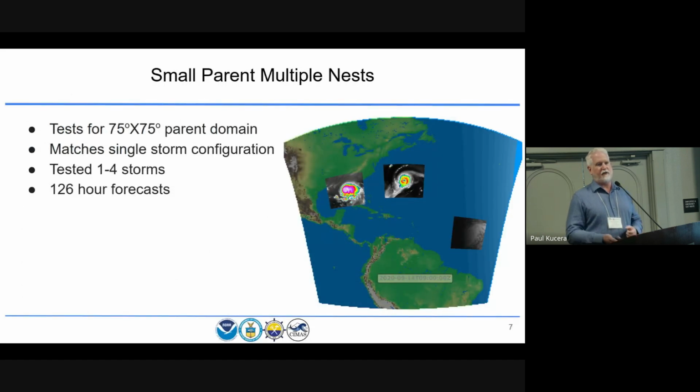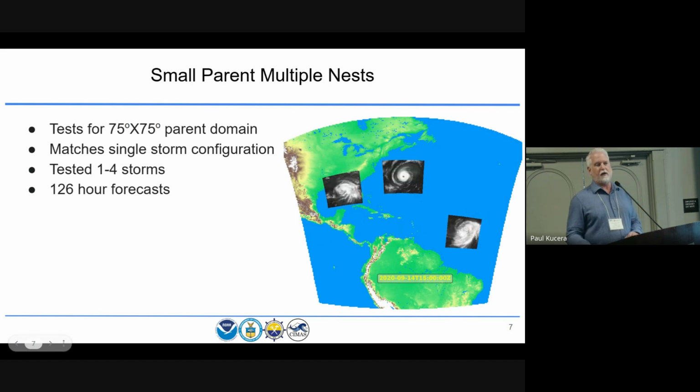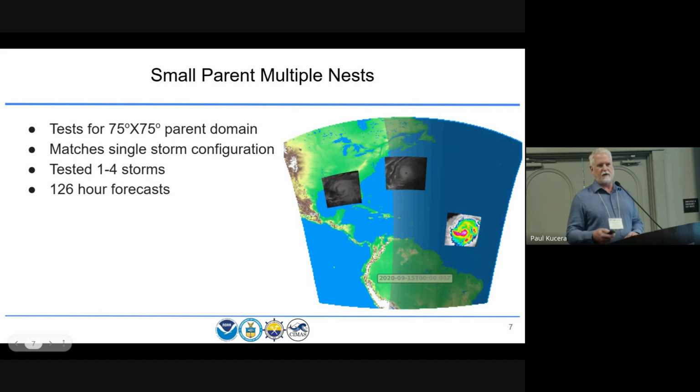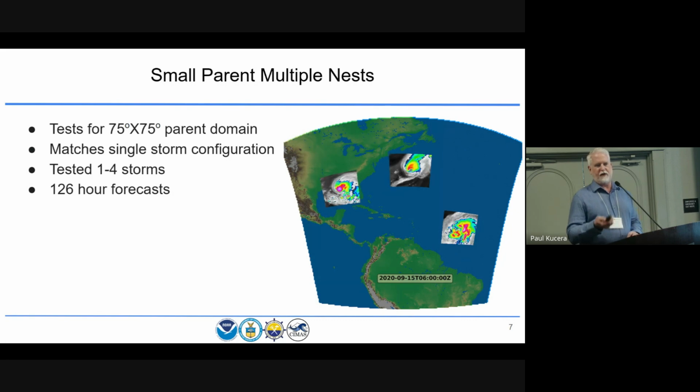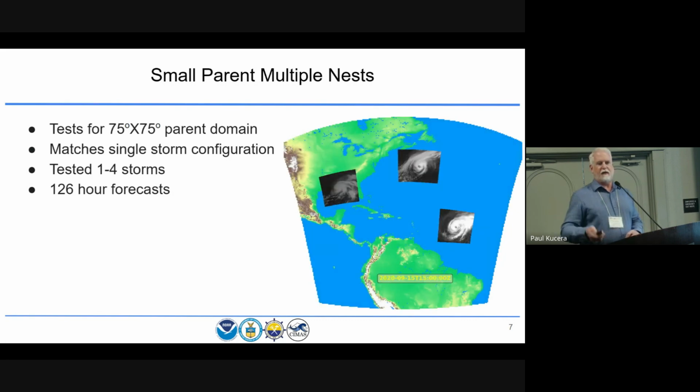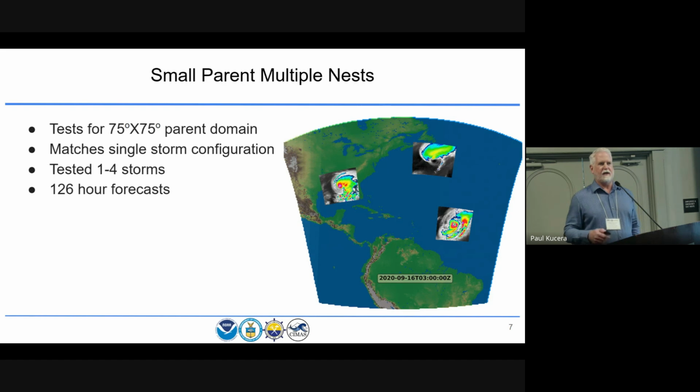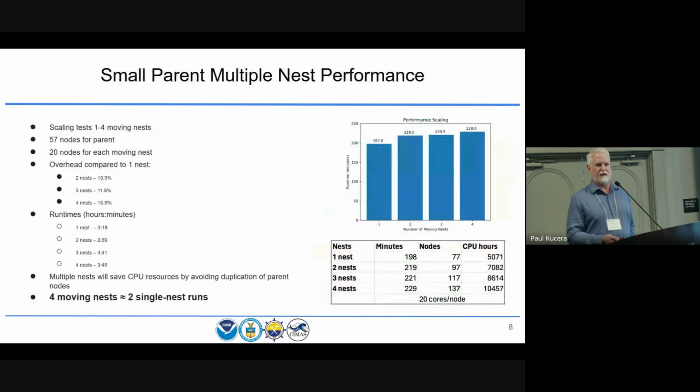A different set of comparisons I ran a little earlier this year were fitting a number of moving nests into the smaller parent of the HAFS-B. We tested 1 to 4 storms, again, 126-hour forecasts on HERA. What we see here is that the overhead compared to one nest is something around 10 to 16% as you add the nest. So it's pretty efficient run time.